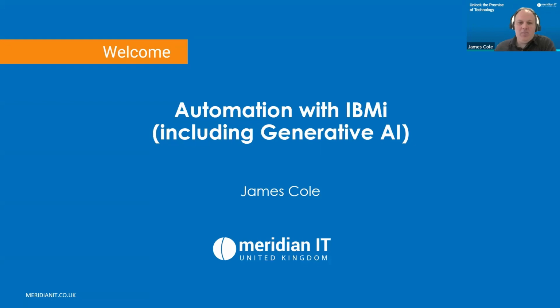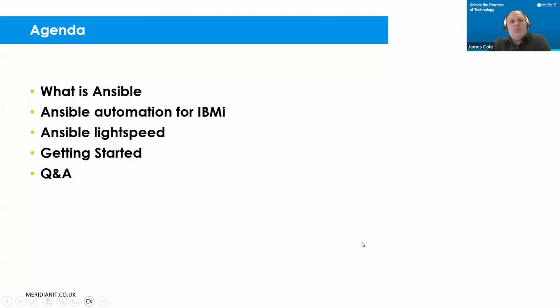So the topics we're going to get involved in today are... So we're going to talk about what is Ansible. Ansible is an industry standard, so we're going to get into just a high level of what it is. We'll talk about Ansible automation options for IBMi. We'll talk about Ansible Lightspeed, because AI, doesn't matter which conference or session you go to, there is AI involved in any session at the moment. We'll talk about how you can get started and what Community Edition looks like. And then we'll leave time at the end for some Q&A.